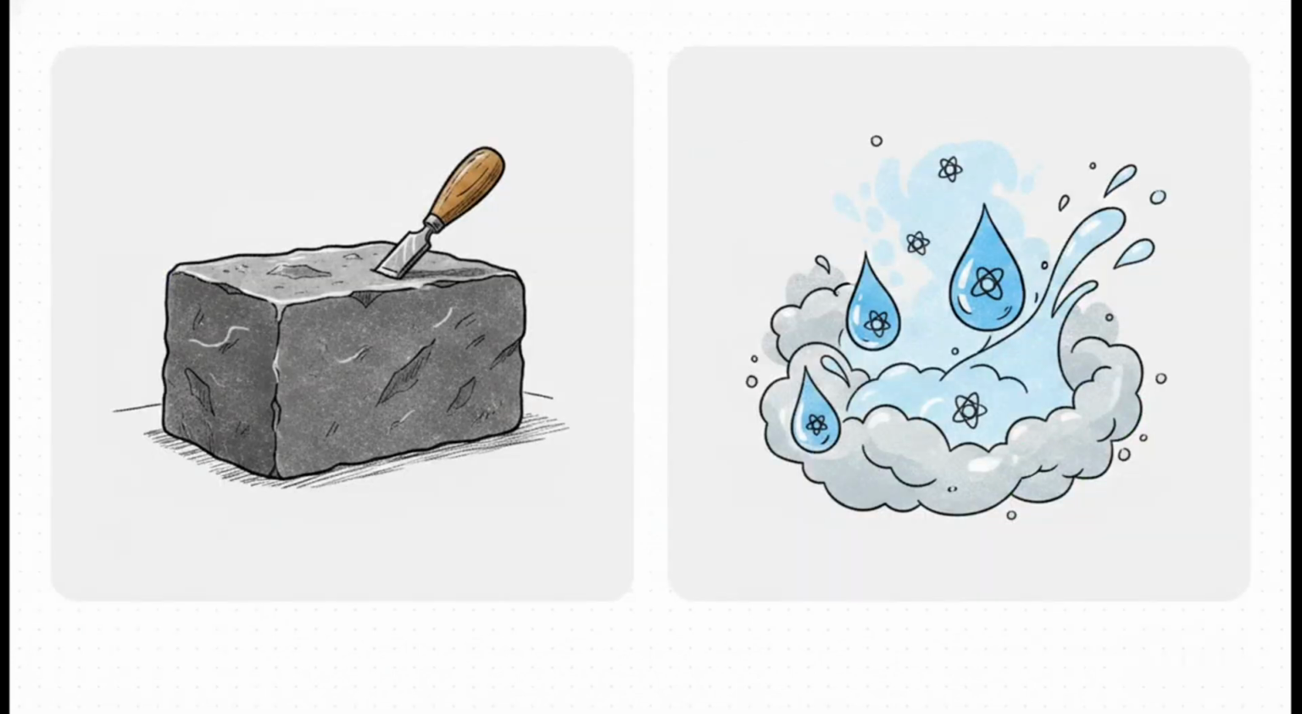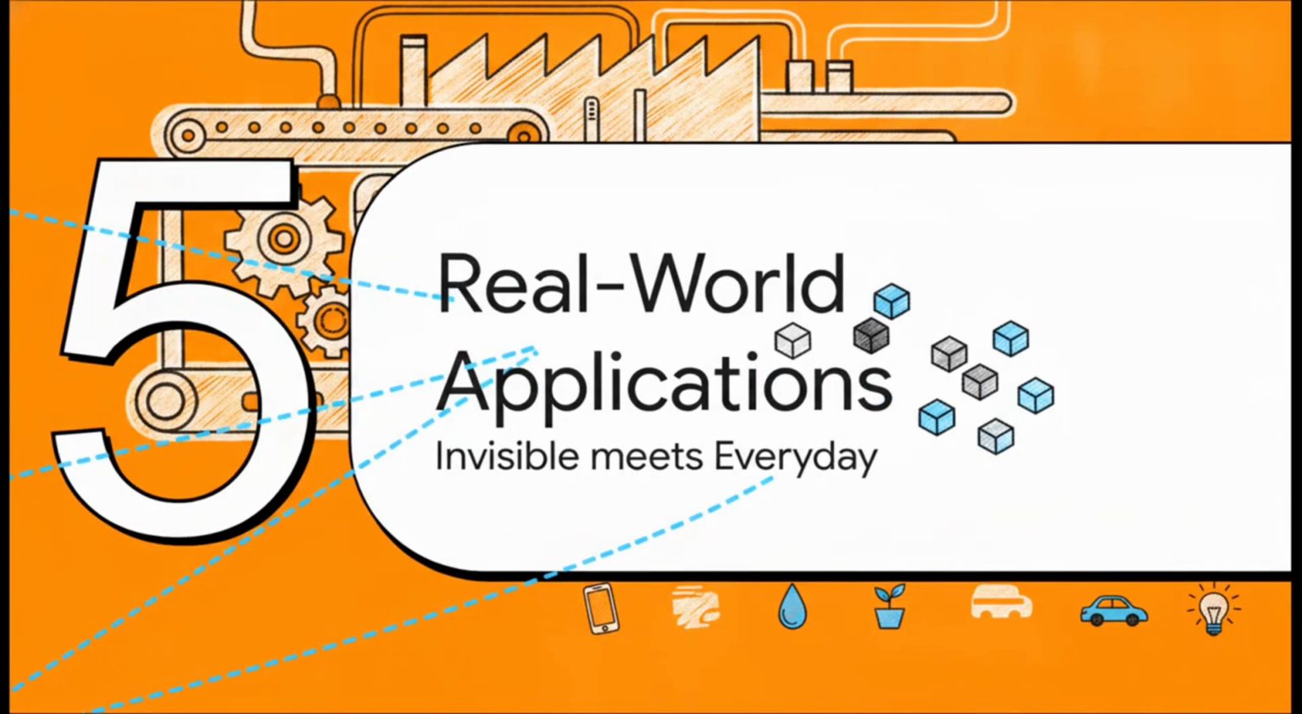Top-down absolutely demands a solid starting block, right? You can't carve a gas. You need a physical, solid chunk of silicon or metal to start etching away at. Bottom-up, however, inherently relies on the fluidity of liquids and gases. You absolutely need those atomic precursors to be highly mobile, so they can freely interact, nucleate, and self-assemble into complex structures. Finally, part 5, real-world nano applications, where the invisible meets the everyday.